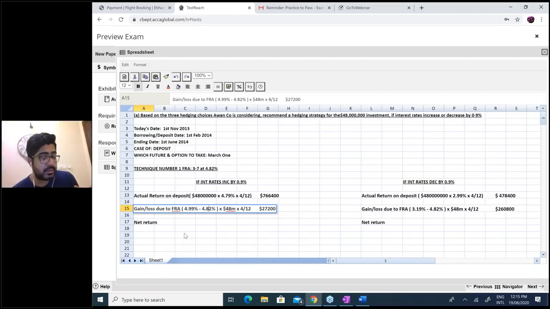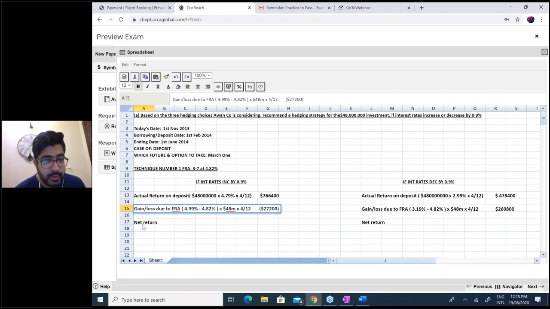Market rates have increased to 4.99%, but you locked the rate at 4.82. Due to rate fixation through FRA, did you get a gain or a loss? It's a loss, because the market rate is 4.99 but you locked a reduced rate, so you suffered a loss. What to do with loss? Loss reduces return. We have written return above, so deduct it.